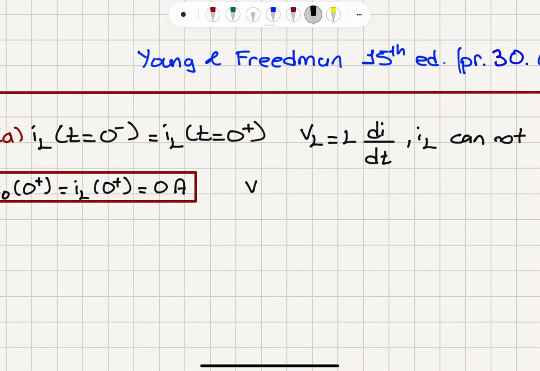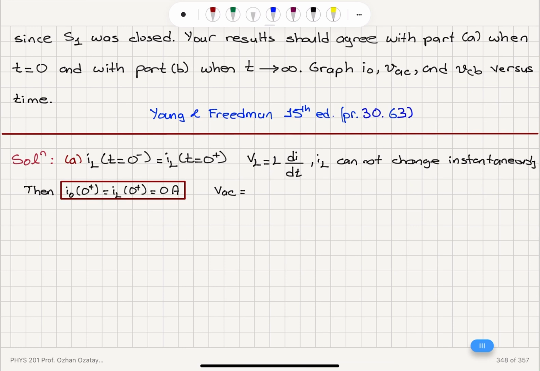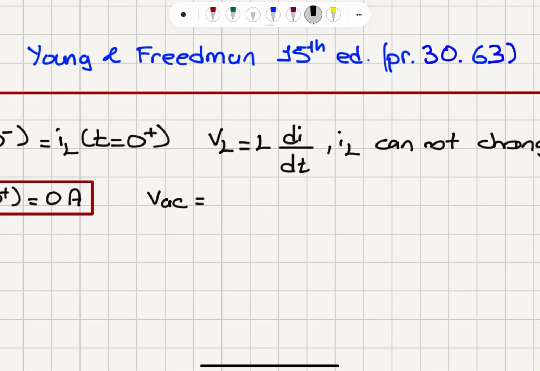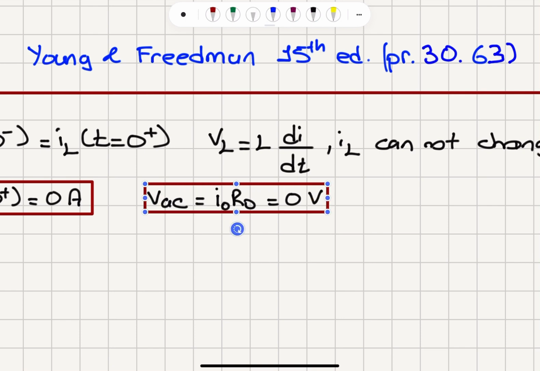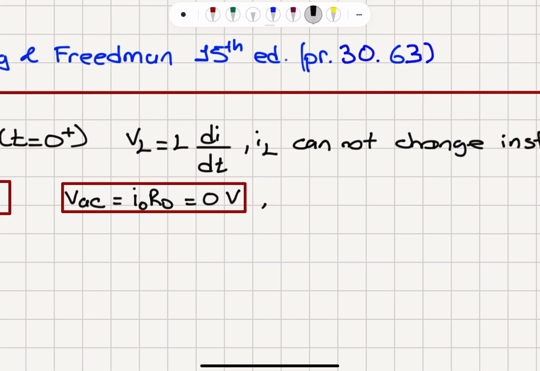What is the voltage VAC? Now remember, VAC is the voltage across R0. I have just told you that the current through R0 is 0. So using Ohm's law, I0 R0 is equal to 0 volts. What is the voltage across the resistor R and inductor L?